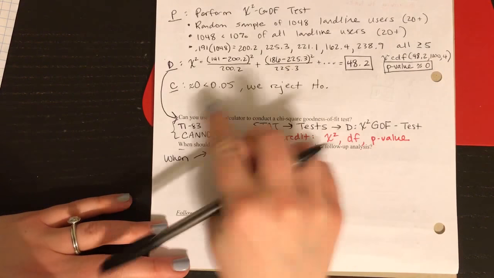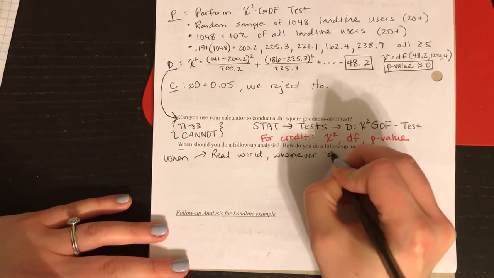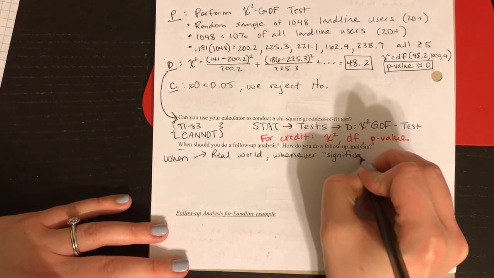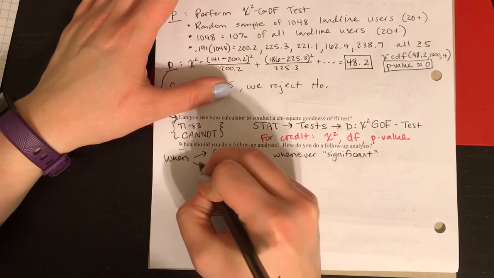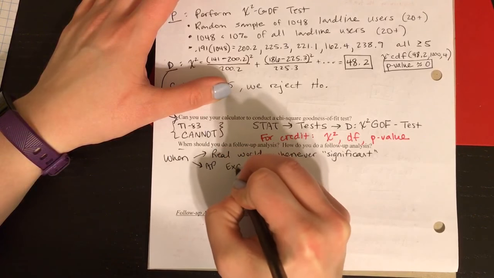Whenever you get to reject the null, whenever you have significant results, it's always a good idea to go back and see if you can kind of connect some of the pieces for why something ended up being significant. When we're talking AP exam, don't do this unless they ask for it.